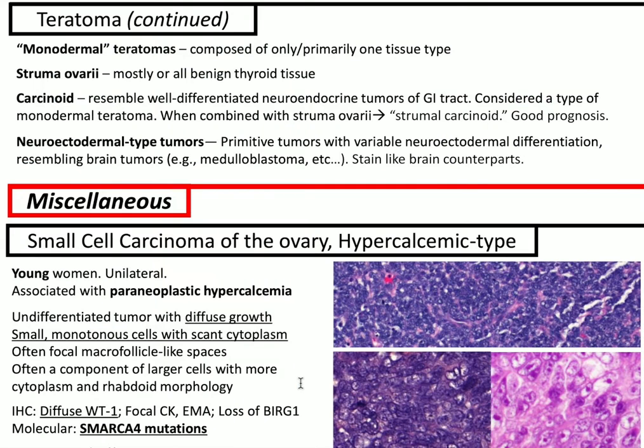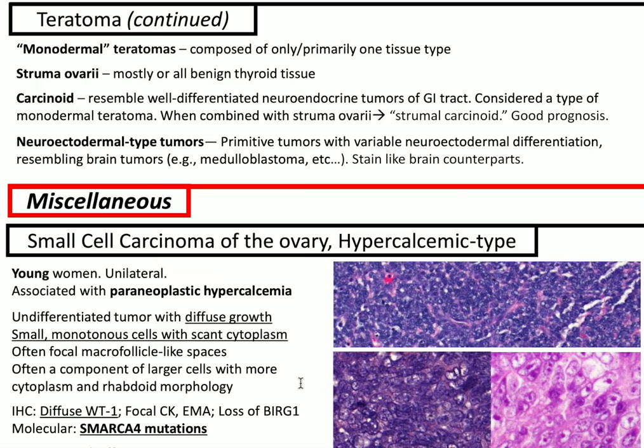Teratomas, you can have your monodermal teratomas, which are composed of primarily one tissue type. Struma ovarii is mostly or all benign thyroid tissue. Carcinoid resembles well-differentiated neuroendocrine tumors of the GI tract, and is considered a type of monodermal teratoma, and when combined with struma ovarii, it's struma carcinoid, and has a good prognosis.